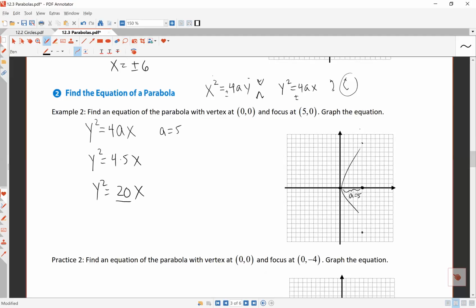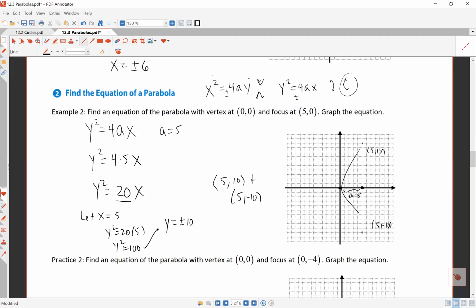Now, I don't always trust that, so I want to plug it in. We always plug in the x value of the focus. So let x equal 5, and then you have y squared equals 20 times 5, or y squared equals 100. That says y equals plus or minus 10. So we have 5, 10, and 5, negative 10. And those are precisely the points that I just plotted.